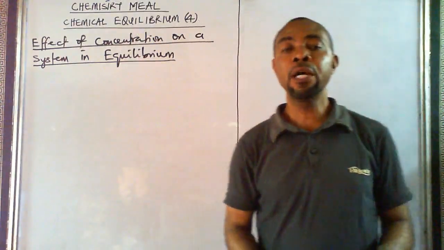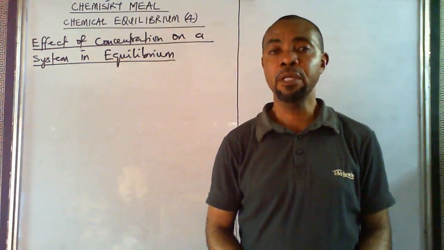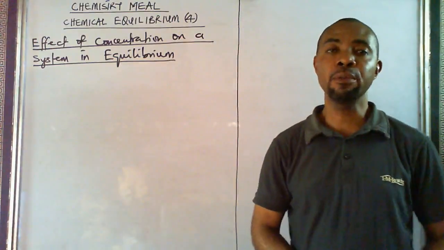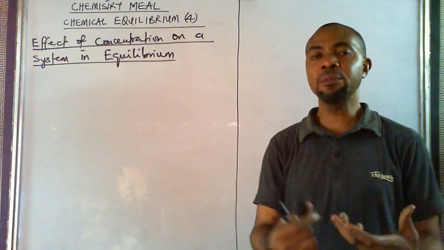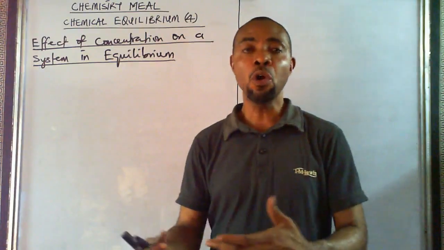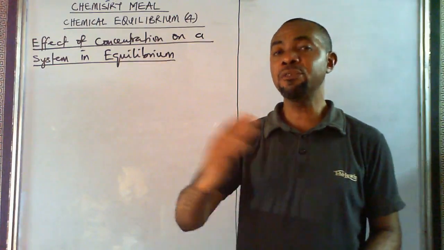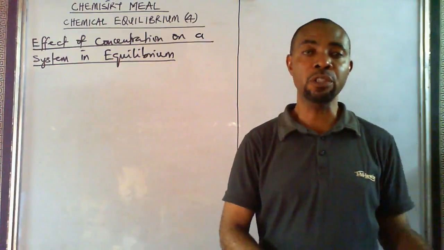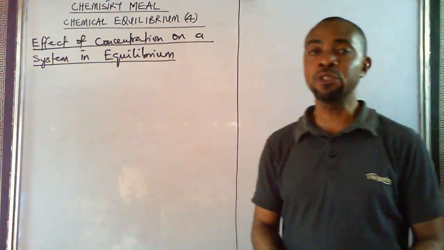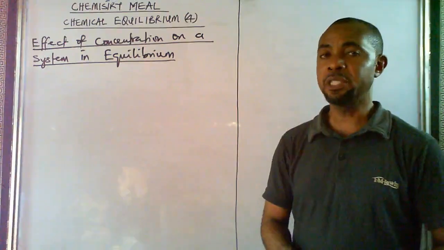You will remember that for a system to be in equilibrium, that system must be reversible. We said that under the characteristics of a system in equilibrium. Because it's reversible, a constraint will either move the equilibrium position forward or backward. In other words, the equilibrium position can shift to the right or to the left, based on how the constraint is introduced. So what is the effect of concentration on a system in equilibrium?